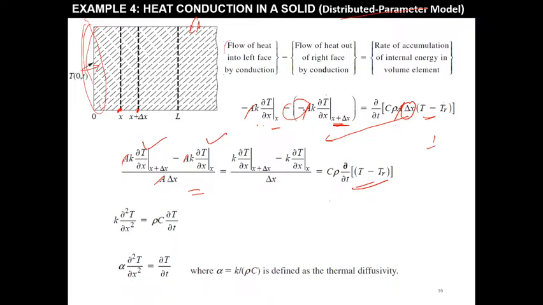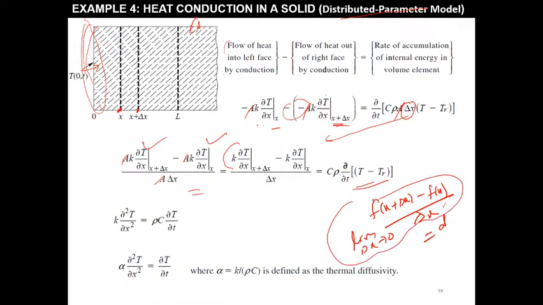Yes, sir. Okay. Now what is this? If you write f(x plus delta x) minus f(x) divided by del x, if limit delta x tends to 0, what is this? Differentiation. What is this? This is nothing but the d by dx of f(x). Differentiation. Yes or no? So this is the first derivative.